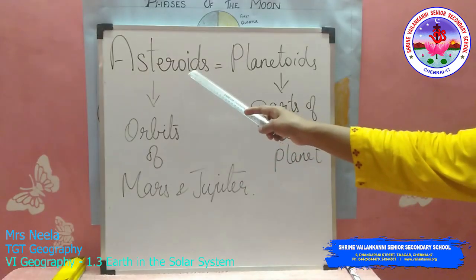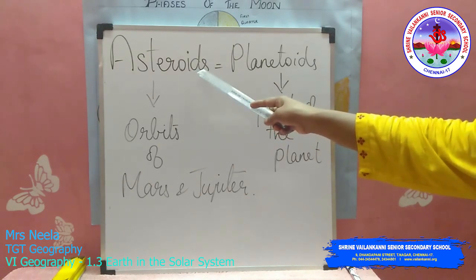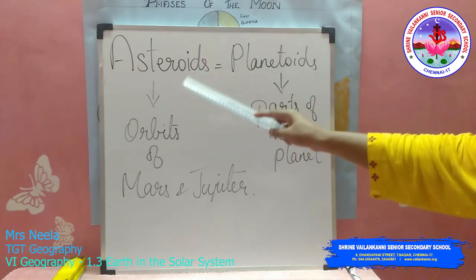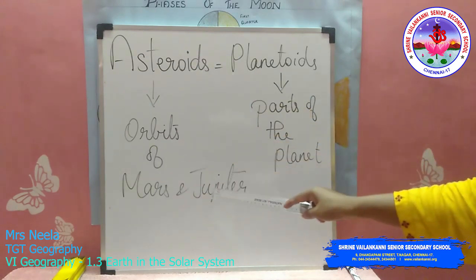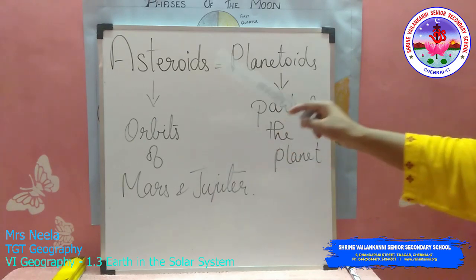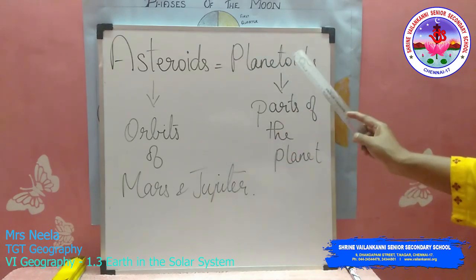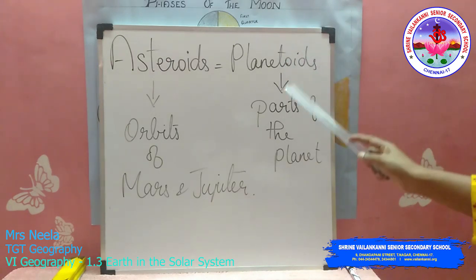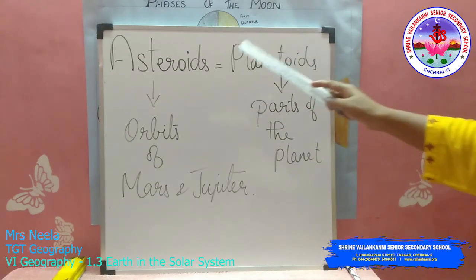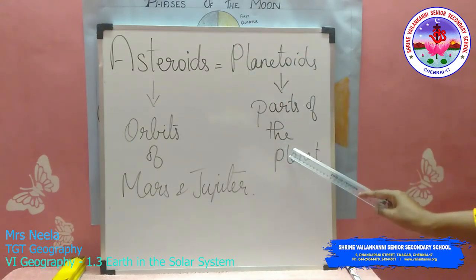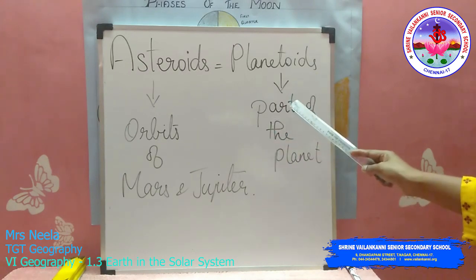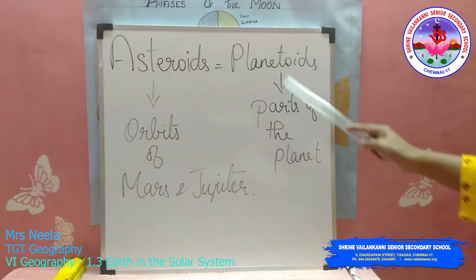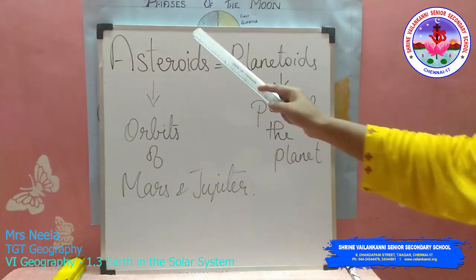Now we will see about the asteroids. Asteroids are the celestial bodies that revolve around the sun between the orbits of Mars and Jupiter. They are also called planetoids. Why did they give the name so? Because scientists believe that the asteroids are the parts of the planets which exploded millions of years ago. The leftover after the planets were formed are the planetoids or the asteroids.